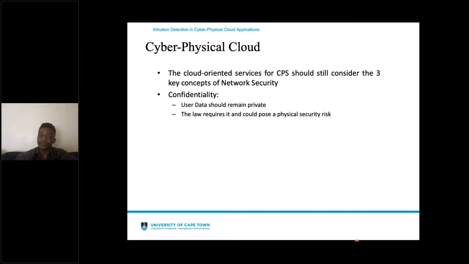When we're looking at confidentiality, the user data should obviously remain private, right? This is required by law. If you're going to be dealing with these critical infrastructure applications, you're dealing with data that is normally going to come from users, and that would need to remain private by law. And also, this could pose a security risk.